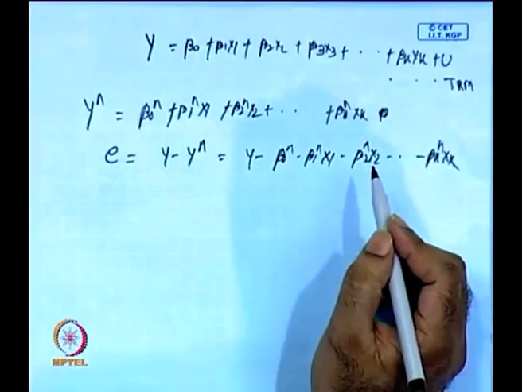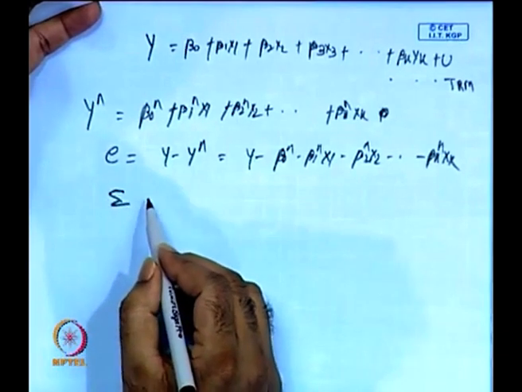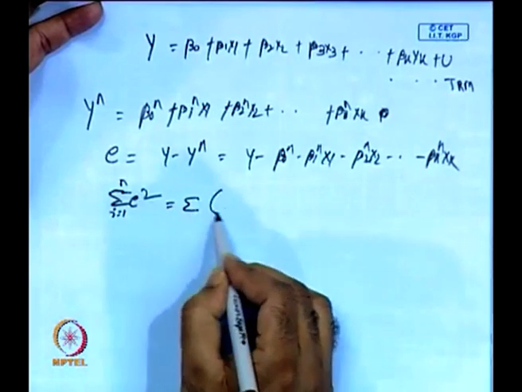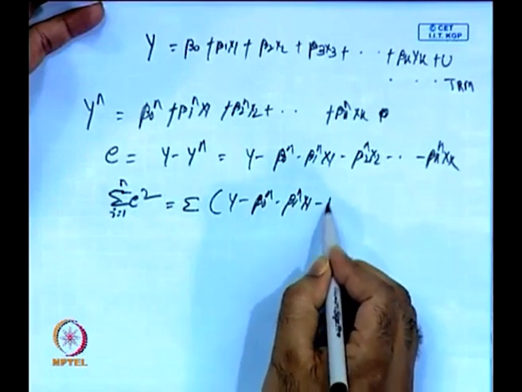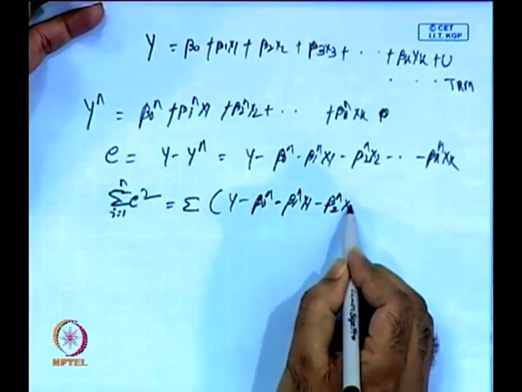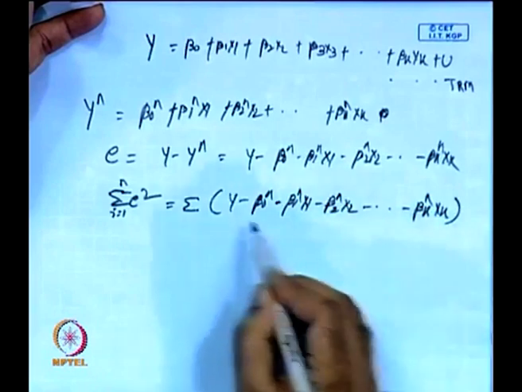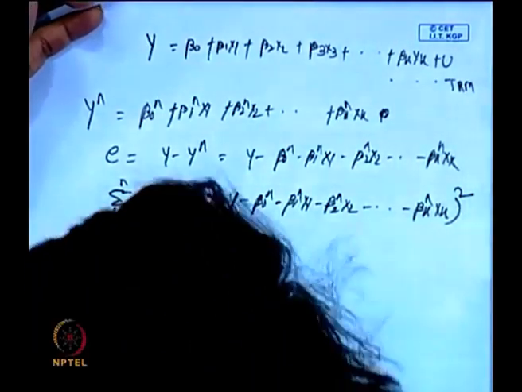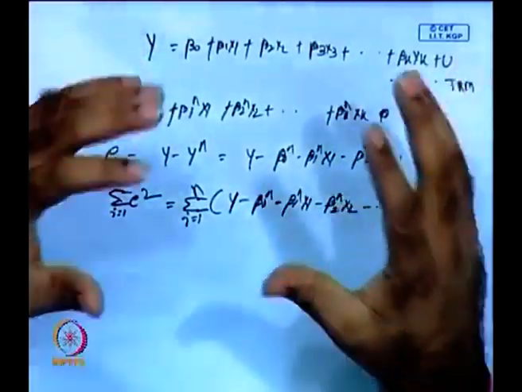Now what do you have to do here? Here we have to minimize the error sum of squares. Summation e squared, i equal to 1 to n, is equal to summation of y minus beta 0 hat minus beta 1 hat x 1 minus beta 2 hat x 2, minus beta k hat x k, i equal to 1 to n, whole squared. This is the original setup for this OLS technique.